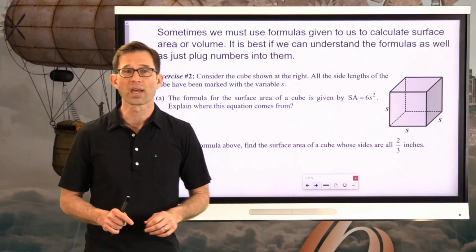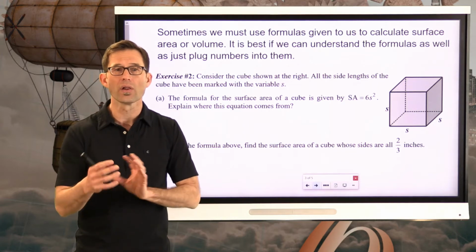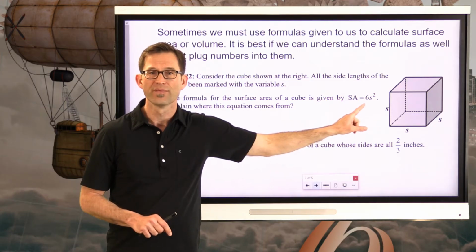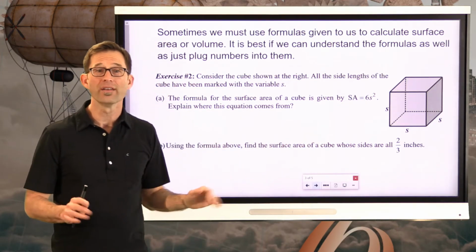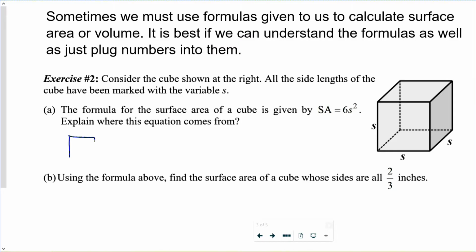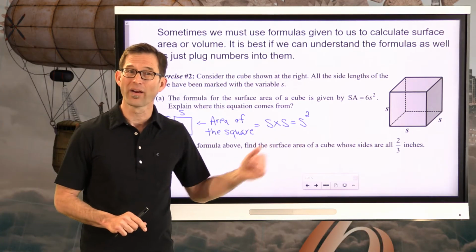Well, let's think about this for a second, right? Surface area is the sum of the areas of all the faces that enclose the solid. For a cube, we have 6 faces, and there's a 6 in our formula. They're all identical, and they're all squares. And in fact, they're all squares that look like this, s and s. So the area of the square is equal to s times s, or s to the second, sometimes referred to as s squared, right?